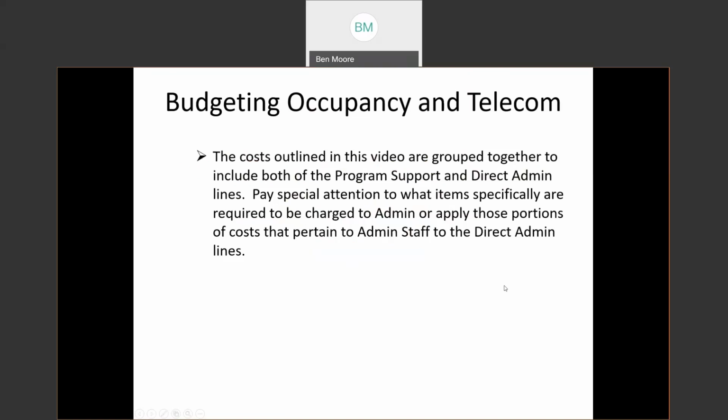The costs outlined in this video are grouped together to include both the program support and direct administration lines. So please pay special attention to what lines are specifically required to be charged to admin, or apply those portions of cost that pertain to admin staff to the appropriate direct administration lines.